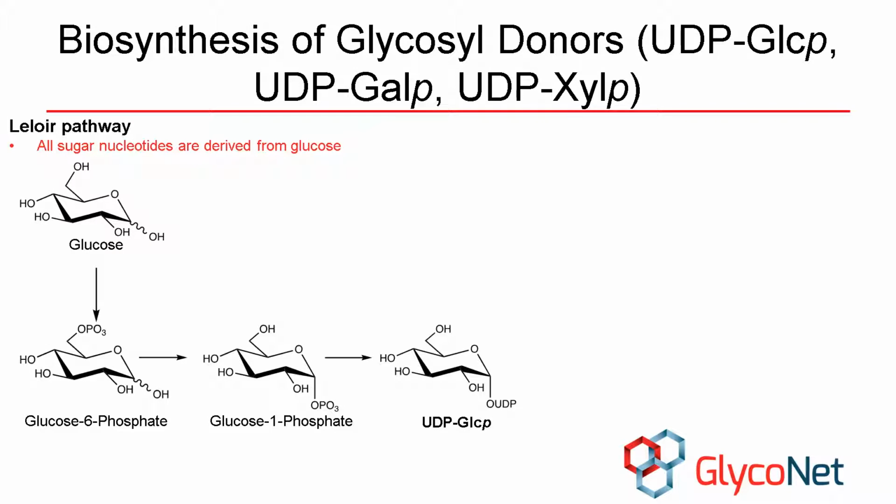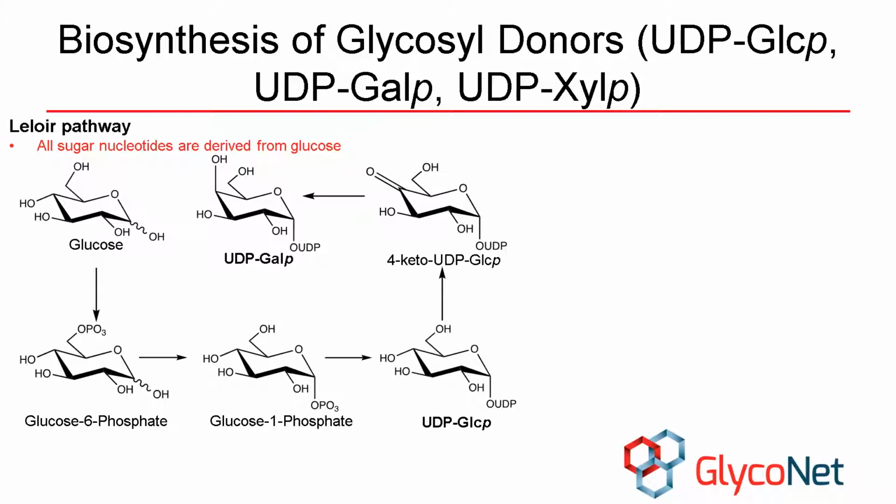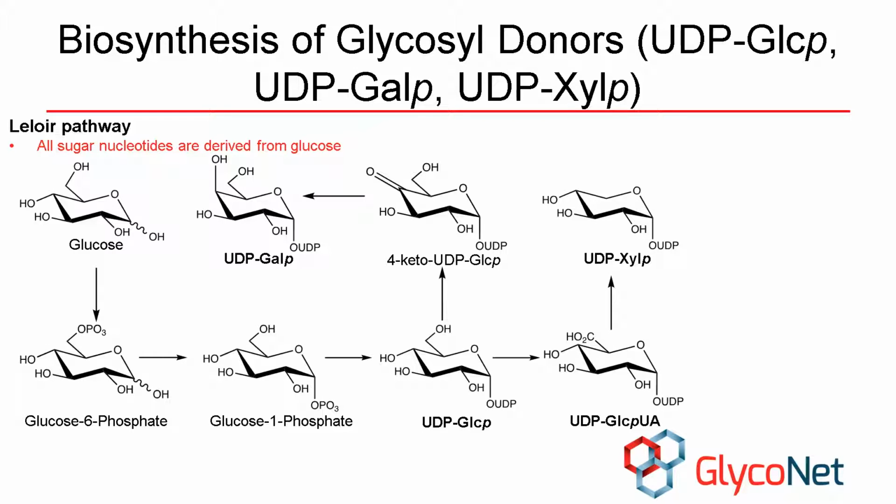From the UDP-glucopyranose, UDP-galactopyranose is formed through the use of an epimerase enzyme. The UDP-glucopyranose can also be converted to UDP-glucuronic acid through the reaction with a dehydrogenase enzyme, and a subsequent decarboxylase will convert the UDP-glucuronic acid to UDP-xylopyranose.